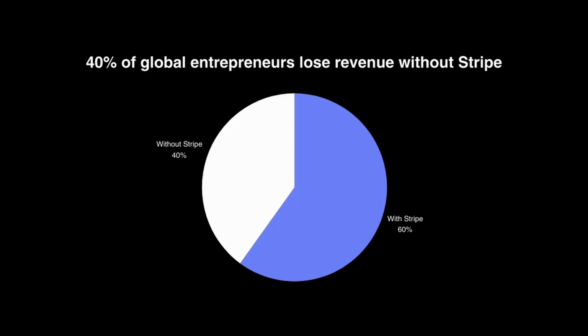Did you know that over 40% of global entrepreneurs lose potential revenue because they don't have access to payment processors like Stripe? And in today's video, I'm going to show you the exact same method I used to get Stripe in my country, which is completely legal and little to no risk of your Stripe account ever getting banned. And the best part of this method is that you don't have to worry about paying overseas taxes, which means you only have to worry about paying taxes in your home country.